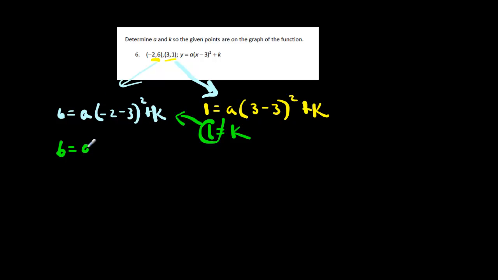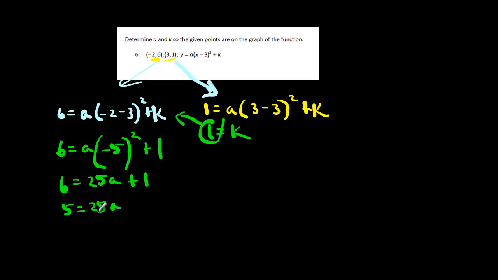So 6 equals a times (negative 5 squared) plus 1. Negative 5 squared is 25. 25 times a is 25a. From here I'm going to subtract 1 from both sides and then divide both sides by 25. 5 divided by 25 is 1/5. So we have k and a, and that's exactly what they asked for.